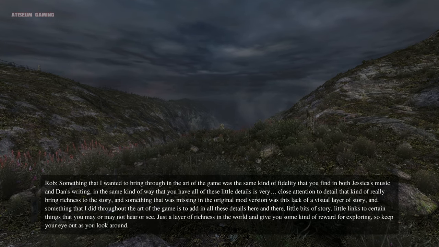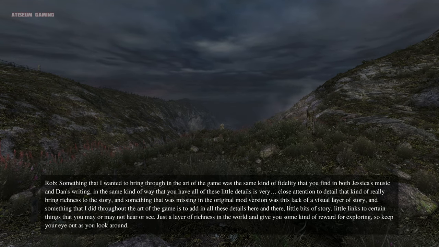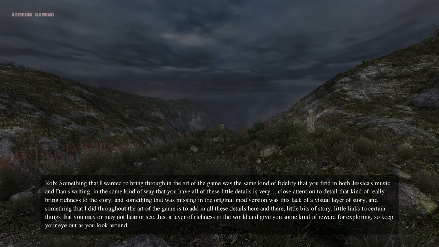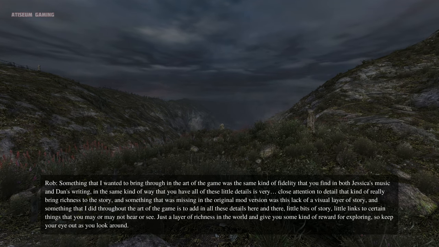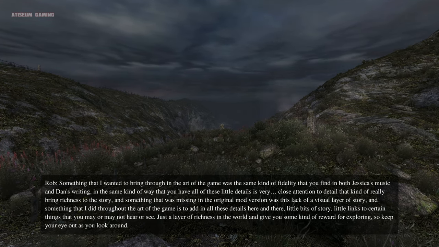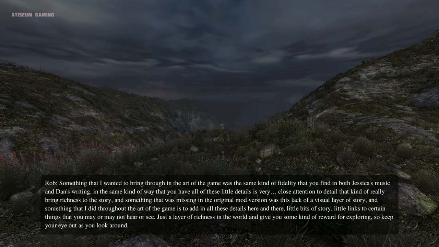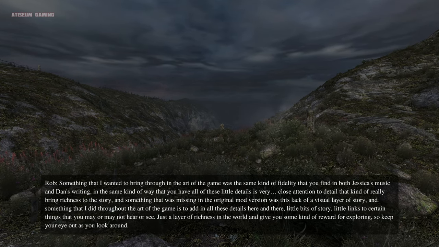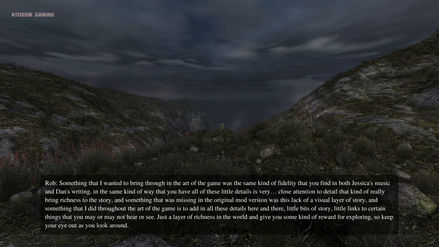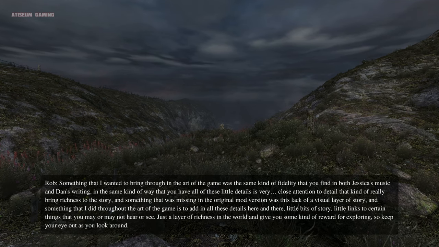Something that I wanted to bring through in the art of the game was the same kind of fidelity that you find in both Jessica's music and Dan's writing, in the same way that you have all of these little details, these very close attentions to detail that really bring richness to the story. Something that was missing in the original mod version was a visual layer of story. So throughout the art of the game I added all these little details here and there, little bits of story, little links to certain things that you may or may not hear or see, just a layer of richness in the world and some kind of reward for exploring. So keep your eye out as you look around.